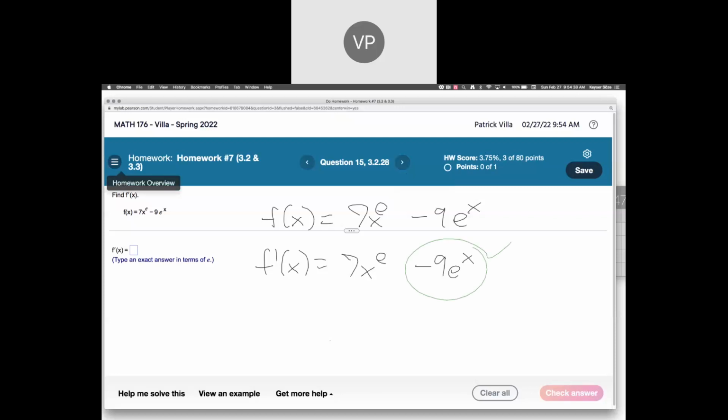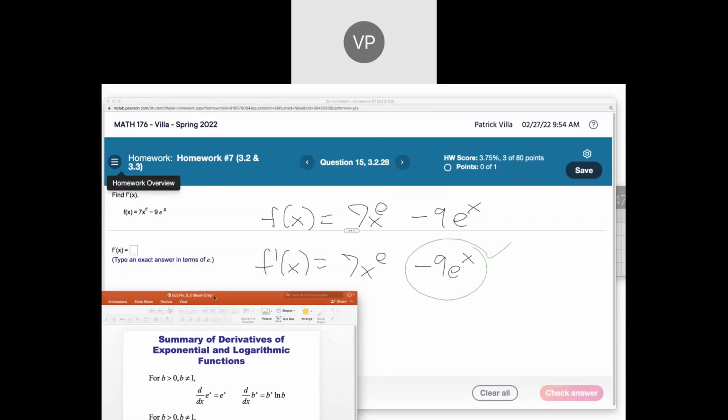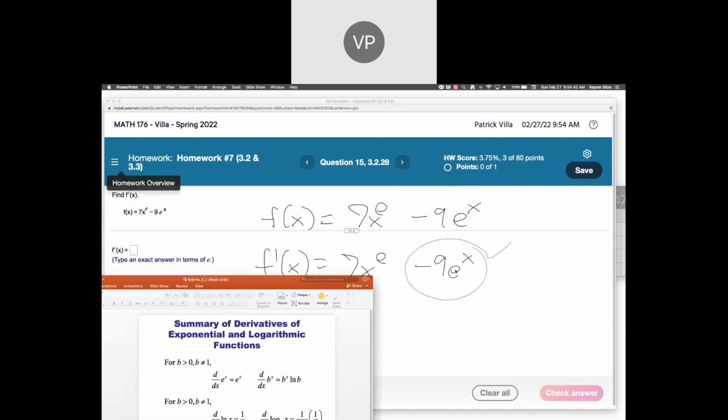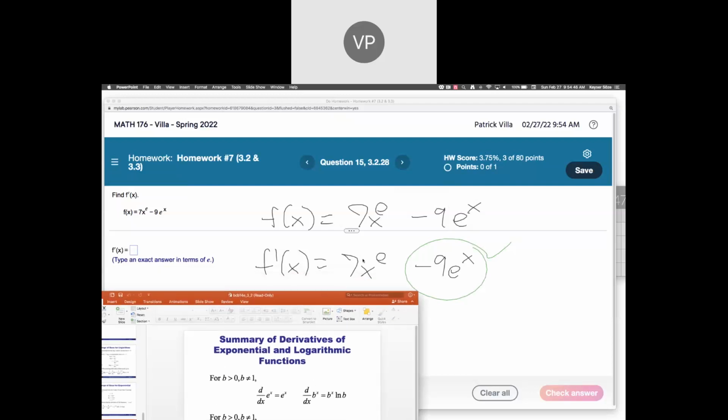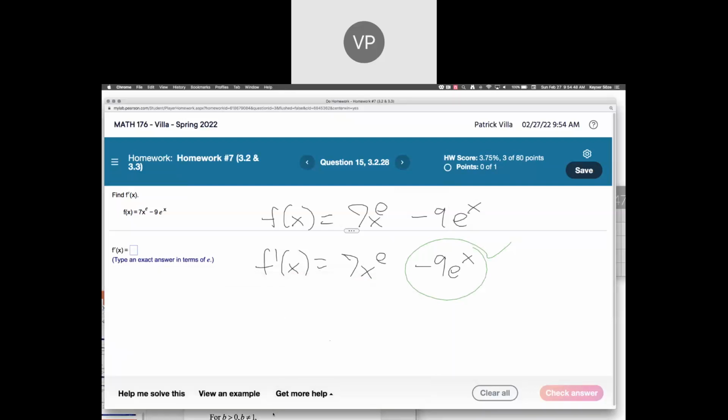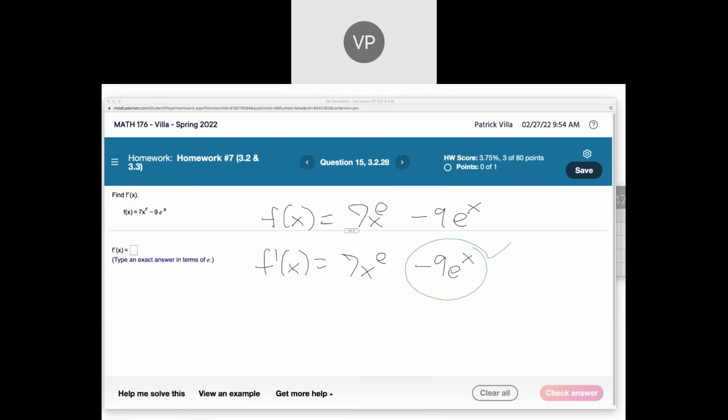And again, I'll show you our little cheat sheet here. Remember, the derivative of e to the x is e to the x. That's exactly what we have right here. On this other case, this is x to the e. That is not what this formula is. In fact, x to the e is exactly like what you've had before.